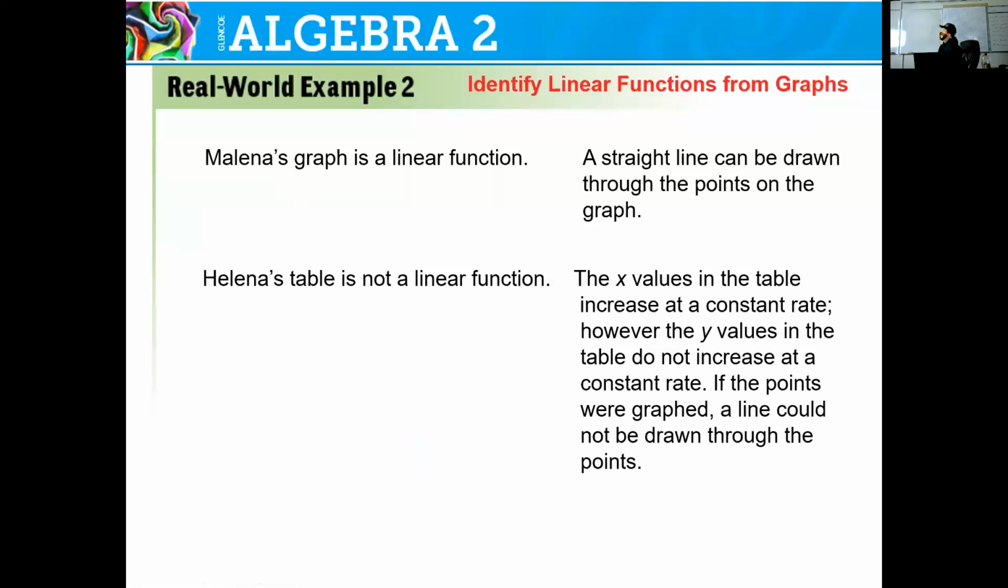The x values in the table increase at a constant rate. However, the y values in the table do not increase at a constant rate. So if the points were graphed, a line could not be drawn through the points.